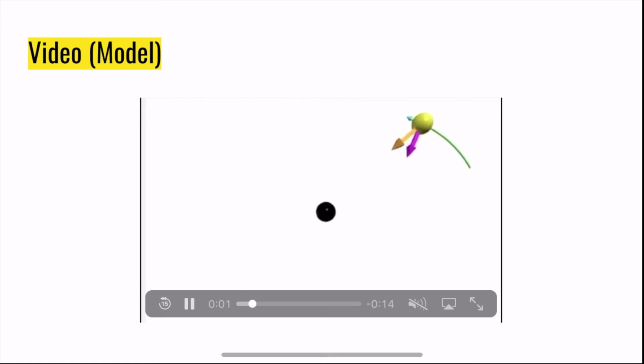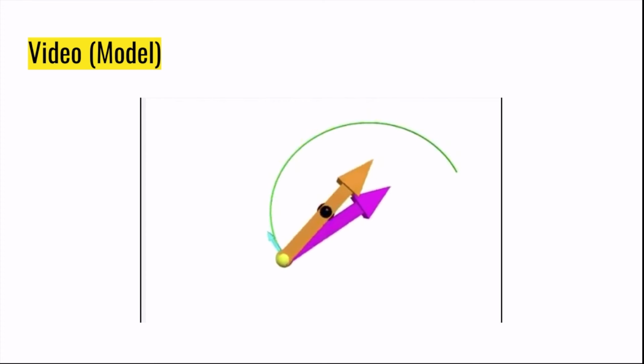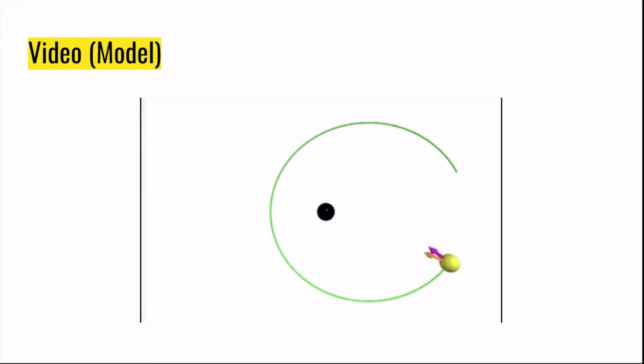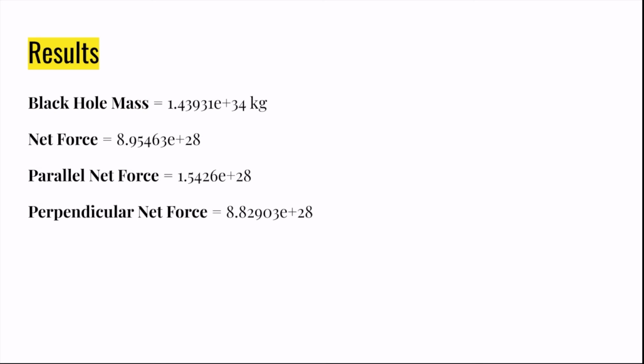Here is a video model of the star orbiting around the black hole. The 3 arrows represent the net forces acting on the star. Once the code has been completed and run, we get the mass of the black hole, the net force, the parallel net force, and the perpendicular net force all printed out.